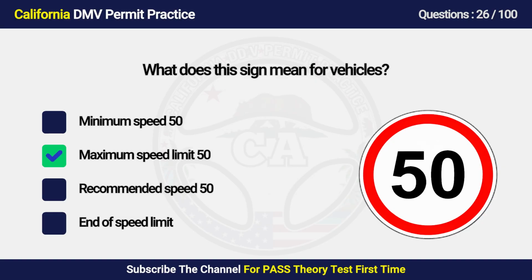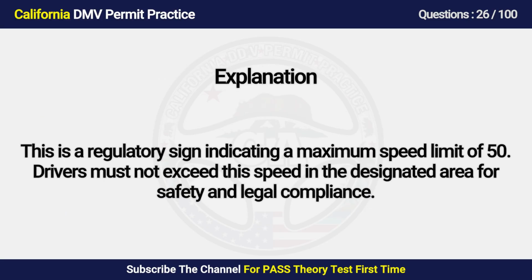Answer is B, maximum speed limit 50. This is a regulatory sign indicating a maximum speed limit of 50. Drivers must not exceed this speed in the area for safety and legal compliance.